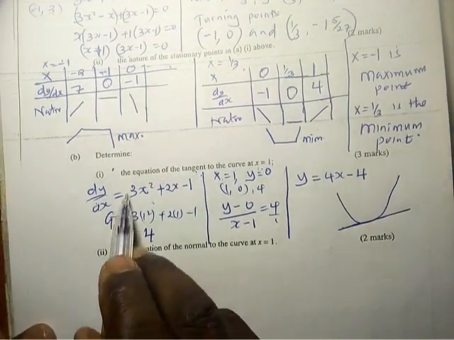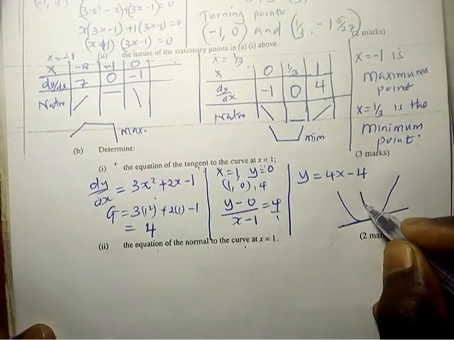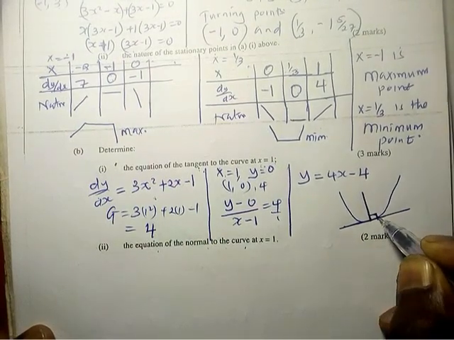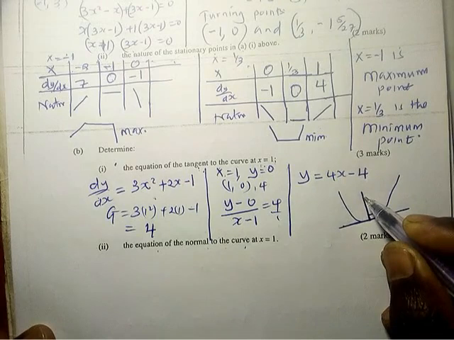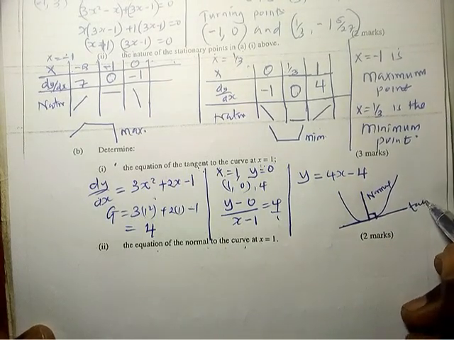So determine the equation of the normal to the curve. A normal to the curve comes like this. And if it is a normal, it is going to form a perpendicular to the tangent. It is going to be the normal, and the tangent, they are perpendicular.